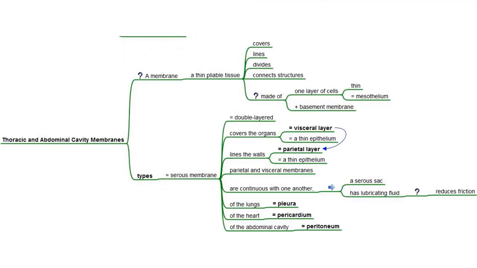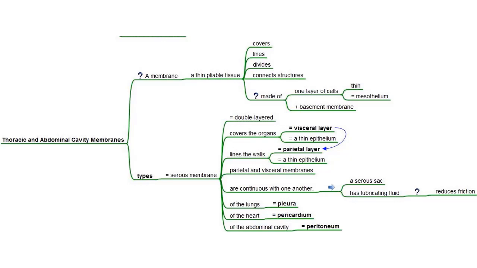Now, these serous membranes lining the thoracic and abdominal cavities are what? What is a membrane? It is a thin, pliable tissue that covers, lines, divides and connects structures, made of one layer of cells, which is very thin, made of mesothelium, plus a basement membrane. What is a serous membrane? It's double layered, as we have seen: the layer that covers the organ is the visceral layer, and the layer that lines the wall is the parietal layer.